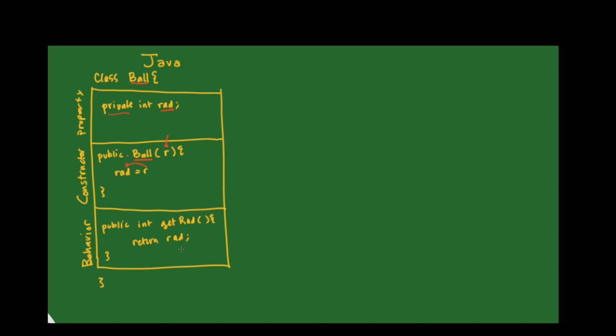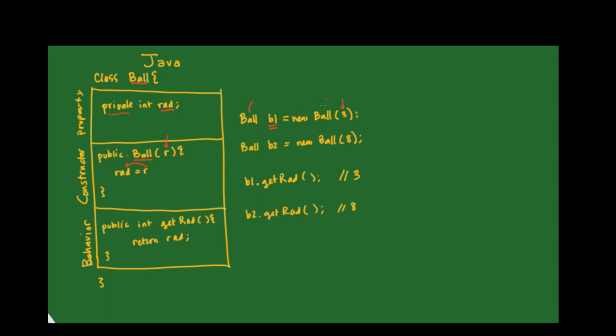So let's go ahead and create a couple of ball objects. I've got ball B1 is equal to a new ball, and I'm passing the value 3. When I call this, this is actually the name of the class, this is the name of the constructor, and when I call this function with the keyword new, this is actually called the new operator, I'm going to construct a ball object in memory, and I'm going to pass it the value 3, and so this guy is going to get a 3 in here, and then 3 is going to get loaded into here.